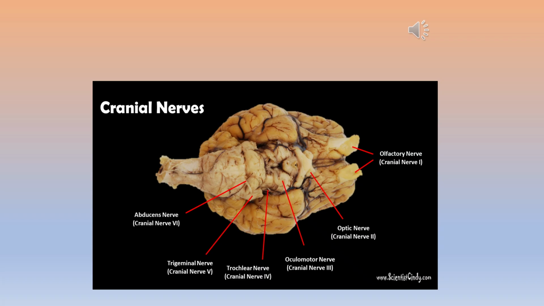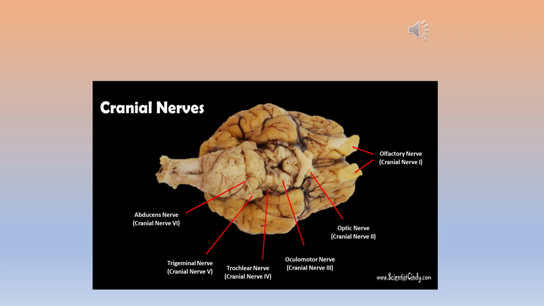Now, immediately posterior to the infundibulum, there is a little whitish colored mound there. Well, that is the mammillary body. There are actually two of those, a left and right mammillary body. Those are part of the hypothalamus.